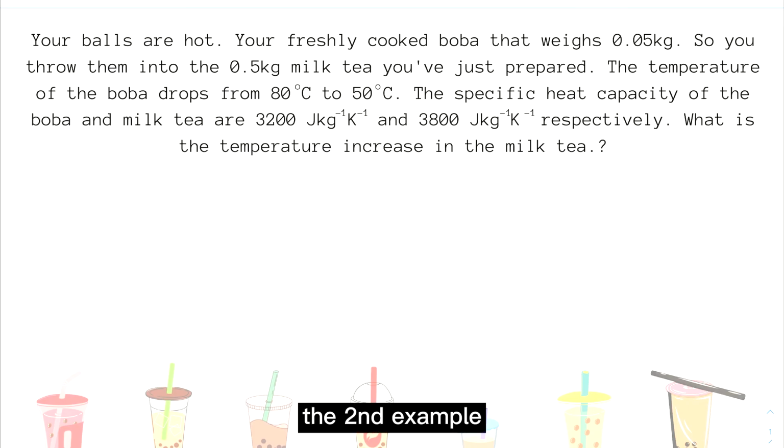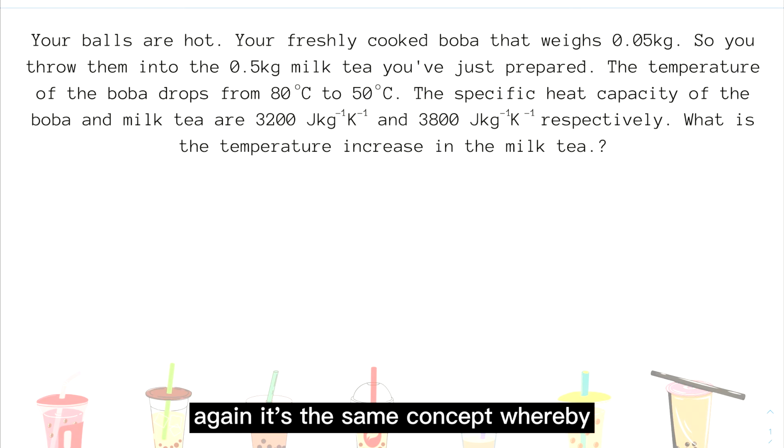The second example. Your balls are hot. Here, of course, I'm talking about your freshly cooked boba that weighs 0.05 kg. So you throw them into the 0.5 kg milk tea that you've just prepared. The temperature of the boba drops from 80 degrees Celsius to 50 degrees Celsius. The specific heat capacity of the boba and the milk tea are 3200 and 3800 respectively. What is the temperature increase in the milk tea?